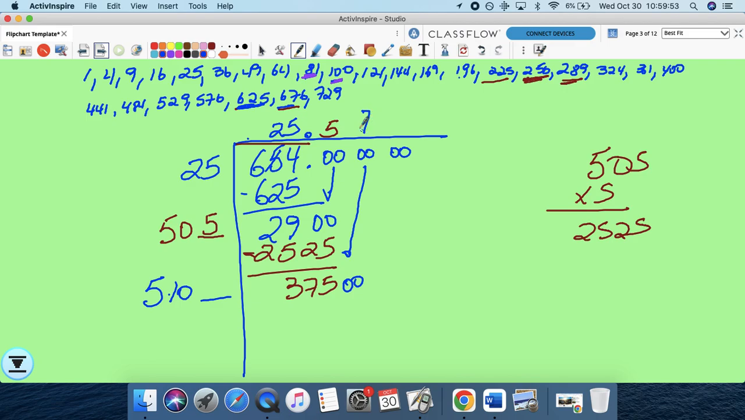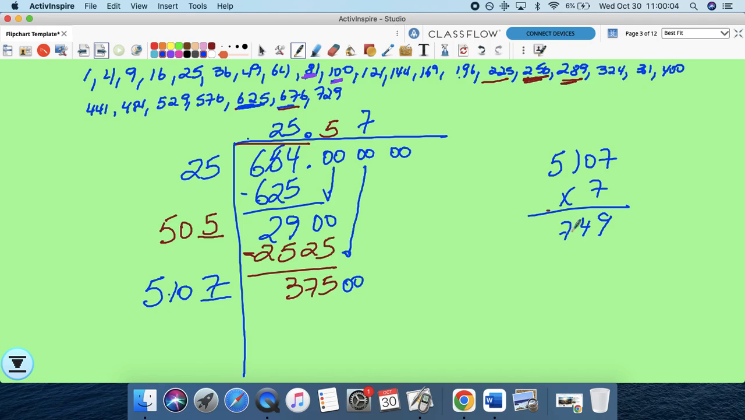I'm going to say 7 times. Might be wrong, but I'm going to give it a shot. So that's a 7. This is also 7. So let's multiply. 5,107 times 7. 7 times 7. 35,749. So, gets us pretty close. Let's subtract. And we get 1,751. What's our next step?